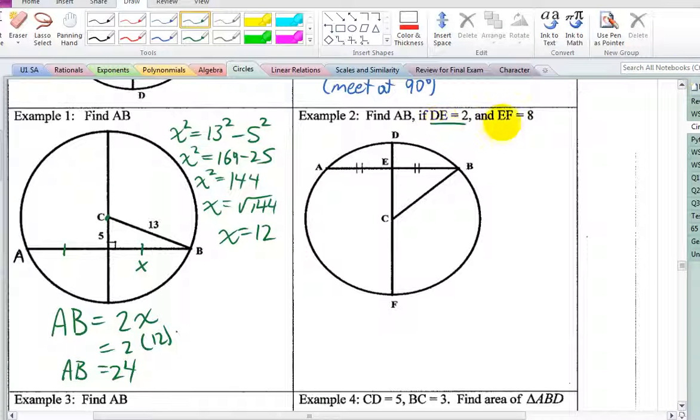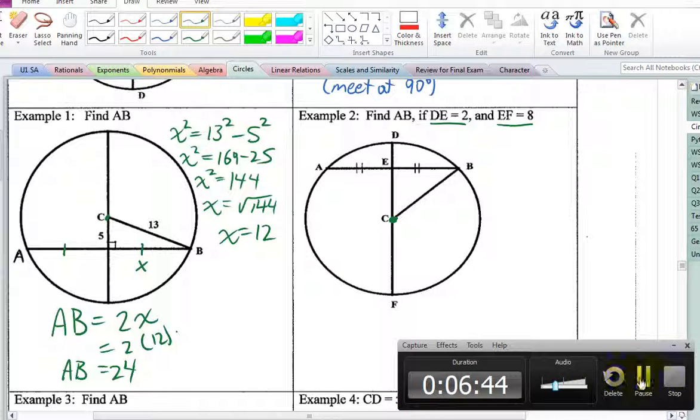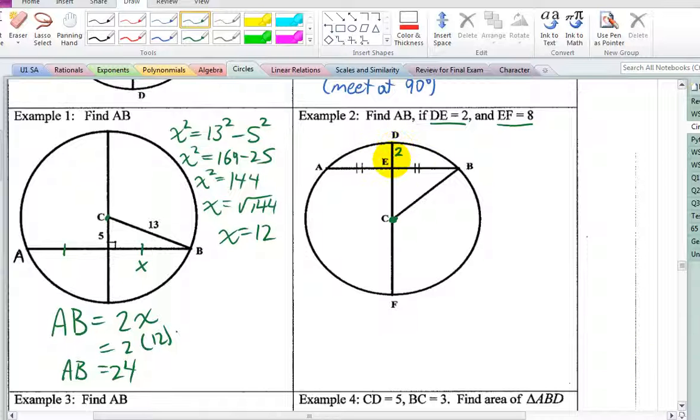Write this information on your diagram and mark the third piece of the chord theory. Go. So you should have DE as being 2. You should have drawn the 90 degrees. You have a line from center, the chord being bisected. You must draw this 90 degrees. That's extremely important. Then you also know EF is 8.